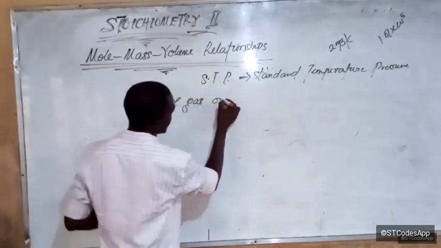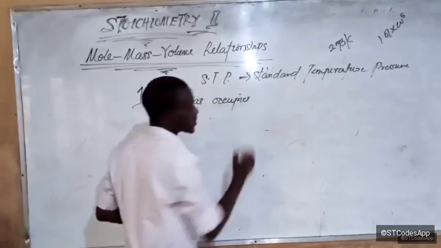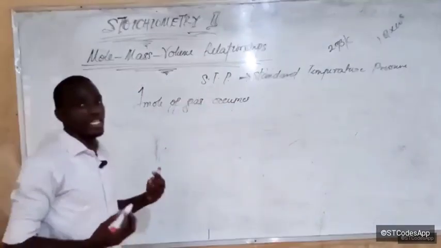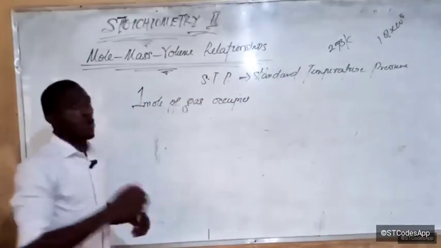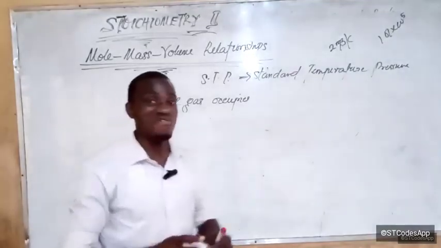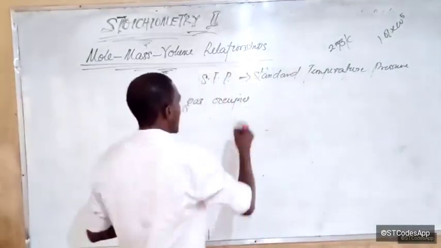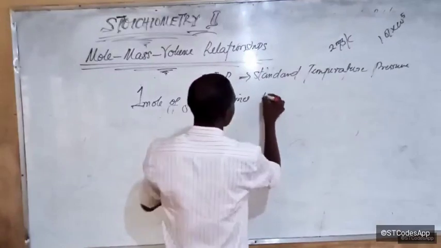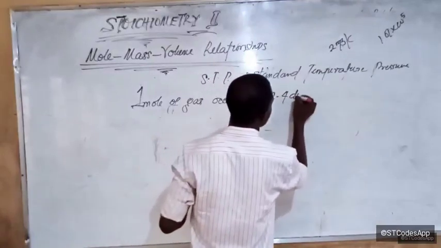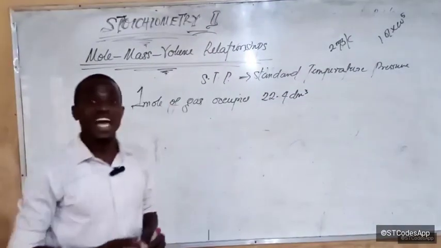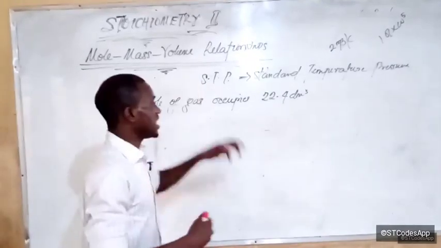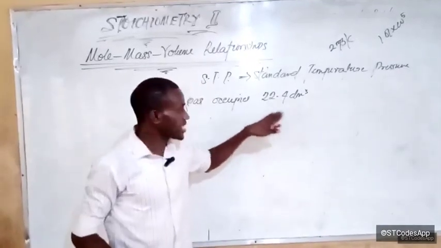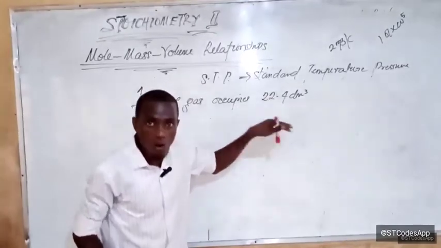always occupies... Now, this is what people don't get. They don't usually know how to wrap their head around this. It's very simple. The quantity in volume of 1 mole of gas occupies 22.4 dm3. Let me explain what that means. This means that if I have 1 mole in quantity of gas, in volume, it is equal to 22.4 dm3.